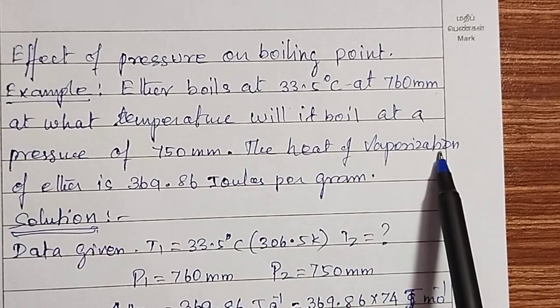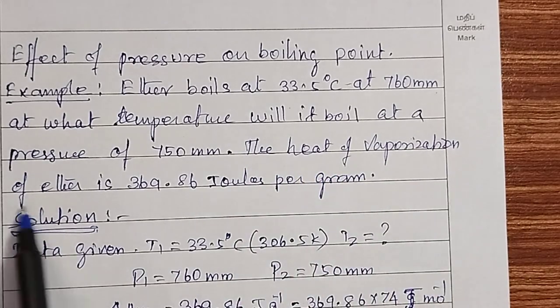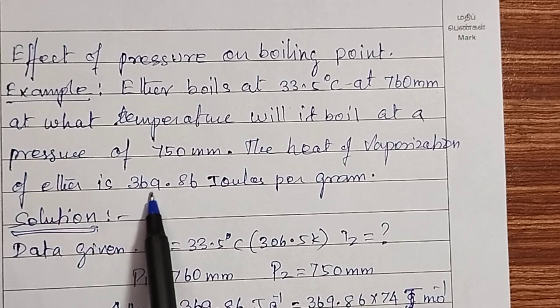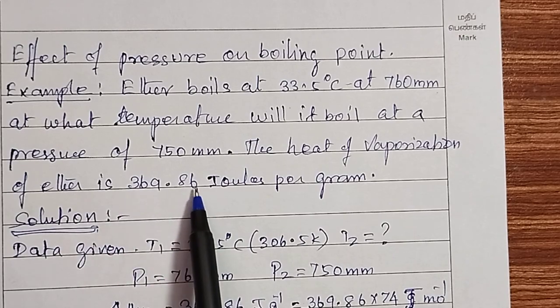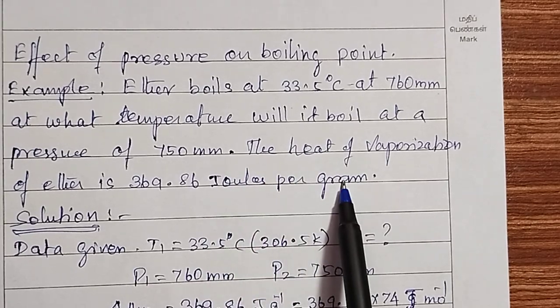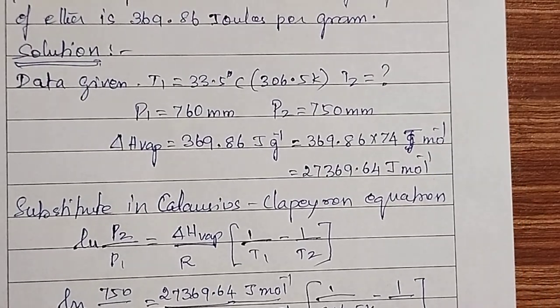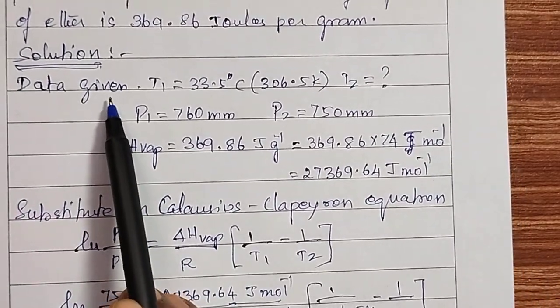For that, we need a heat of vaporization value, which is given in the problem. The heat of vaporization of ether is 369.86 joules per gram. You have to note here that it is not per mole, it is per gram, and therefore we have to convert that to per mole. Okay, let us solve this problem. First, let us take all the data given.